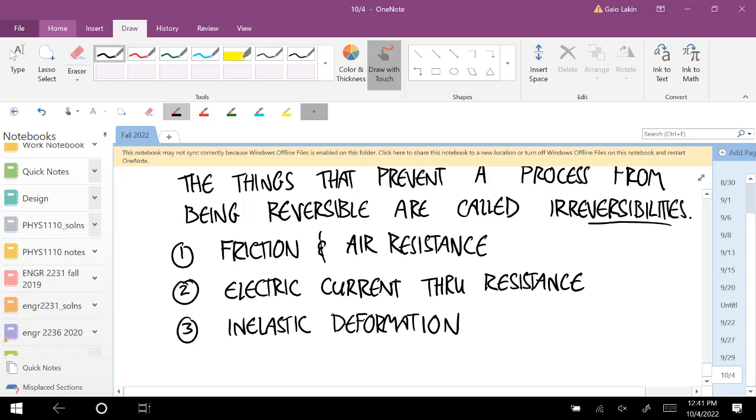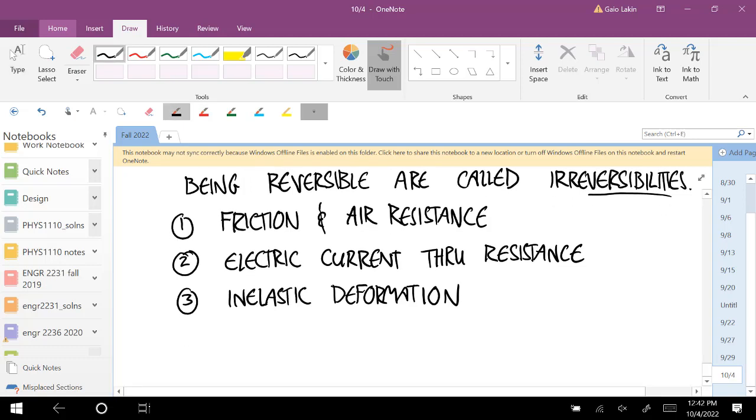So if you deform a spring a little bit, you can let it go and it'll return to its length. But if you deform it past that elastic region, you let go of it, it won't go all the way back to its starting length, and that's energy that's lost and you can't get back. Fourth is heat transfer through a finite temperature difference.